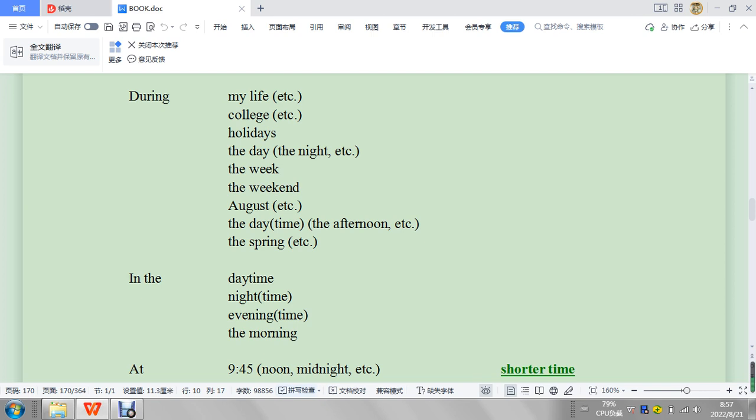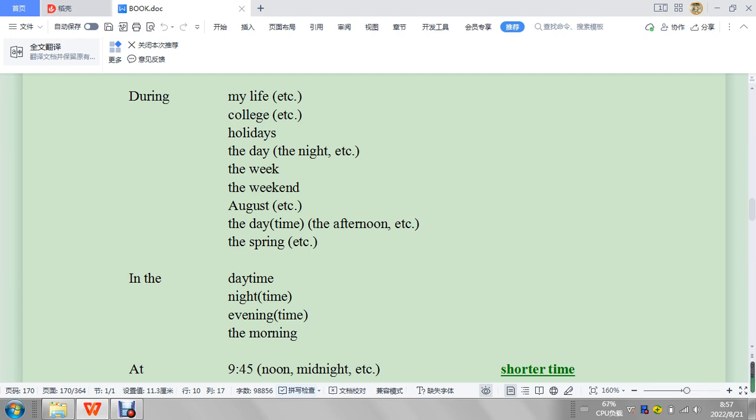During my life, during college, during holidays, during. Okay, so this is pretty long. So it's let's say 50 years, let's say 4 years, holidays. So during is really easy to use, the week, the weekend. You can get down during the day. I mean, during is the best one.